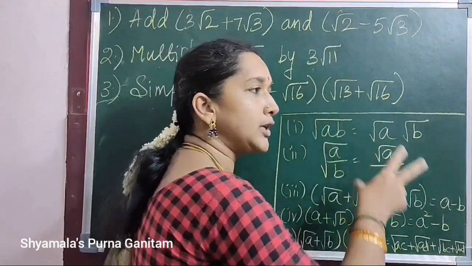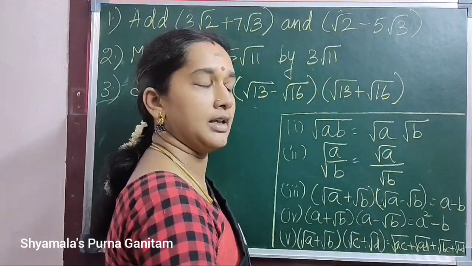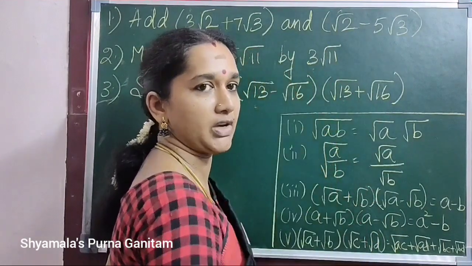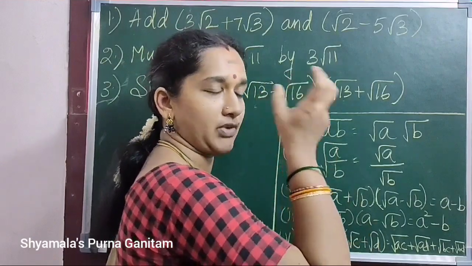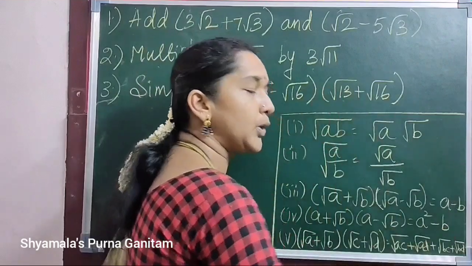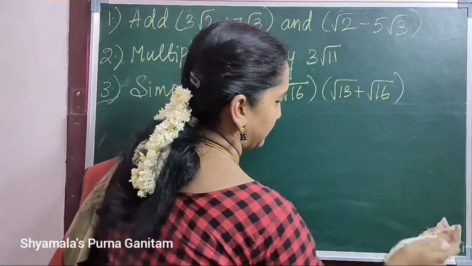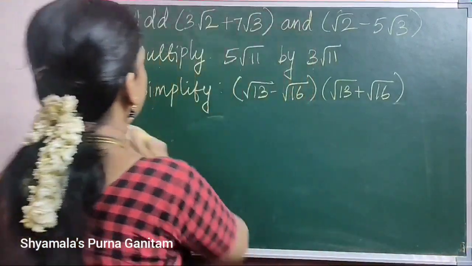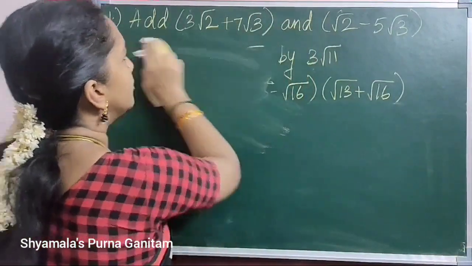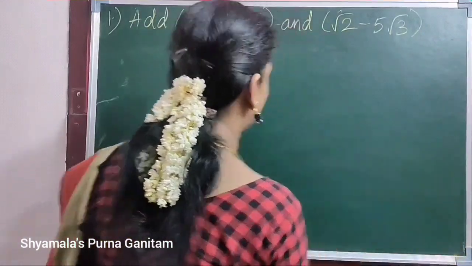So these are few results you have to remember when we are doing sums on operations on real numbers. Okay, now we will do the first sum. Keeping all these results in mind, we will do the sums. These 3 sums we will do now.